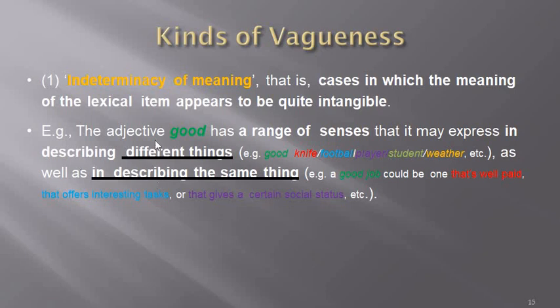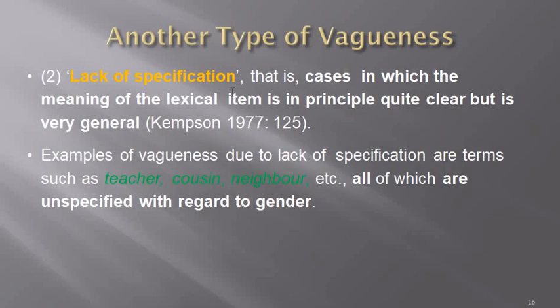And when we talk about the second type of vagueness, this is basically the lack of specification. That is cases in which the meaning of the lexical item is in principle quite clear but is very general. Examples of vagueness due to lack of specification are terms such as teacher, cousin, and neighbor, or we can say student. It is unspecified whether it is being used for the male or the female. Similarly cousin and neighbor, and similarly the student.